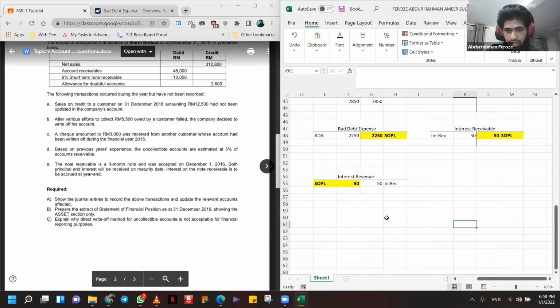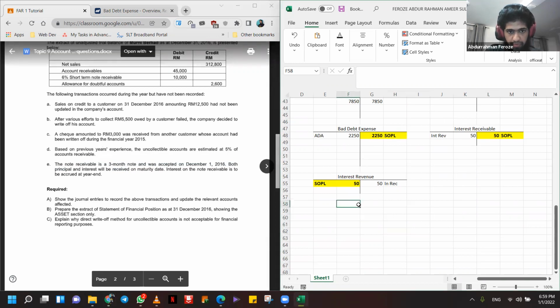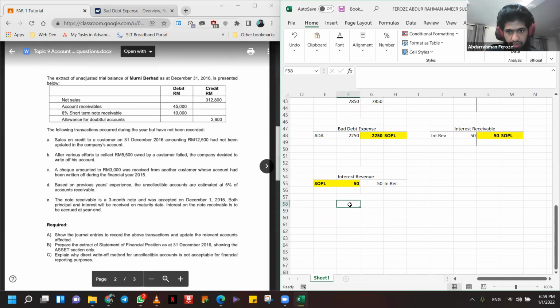All right. Okay, let's do that. Where is that? Okay, what's the company? Okay, Murni. SOFP, Murni Berhad at 31st December 2016. Okay. All right. Then we have assets, right?